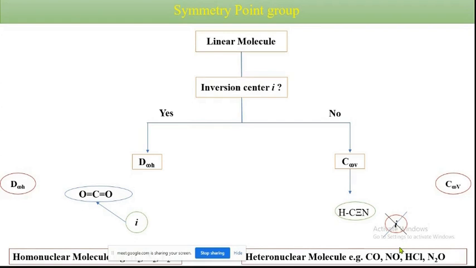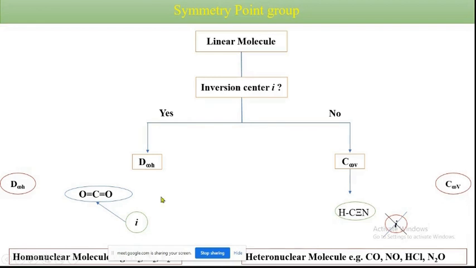If your molecule is linear, then the next point you need to focus on is whether an inversion center, i, is present or not. If it is present, then blindly you can say that the point group of the given molecule will be D infinity h. In any case, if i is not present, then the point group will be C infinity v.